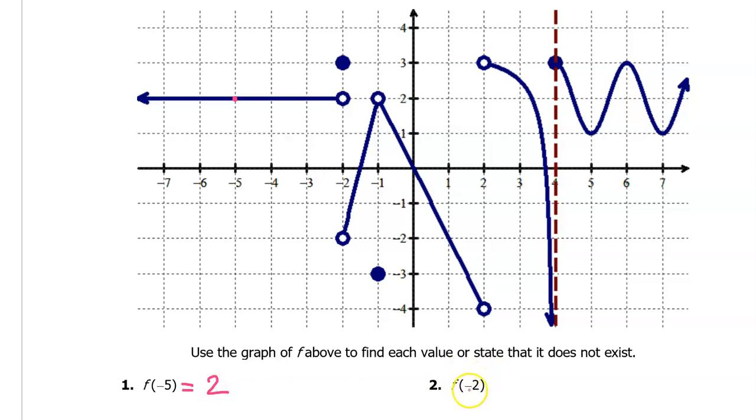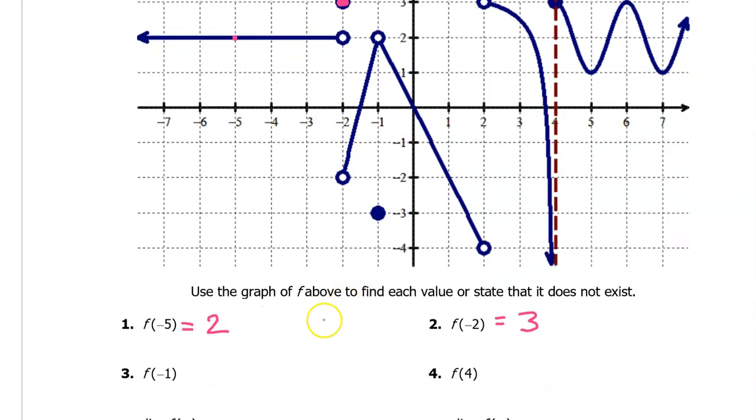What about the value of the function at -2? Well, if we go over to -2, and then if we sort of look up and down, we should be noticing that there's a closed circle right here. This is the value of the function at -2. And the answer is 3. So we will, of course, ignore the open circles, because an open circle means that the function does not exist at those particular points.